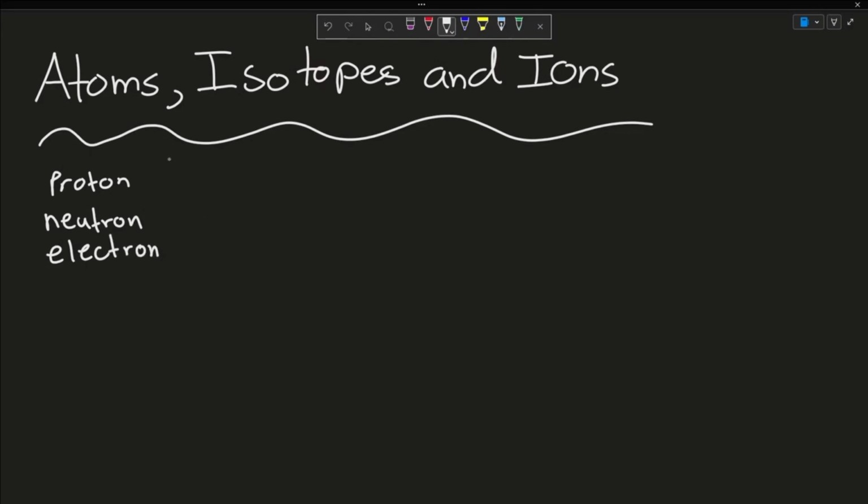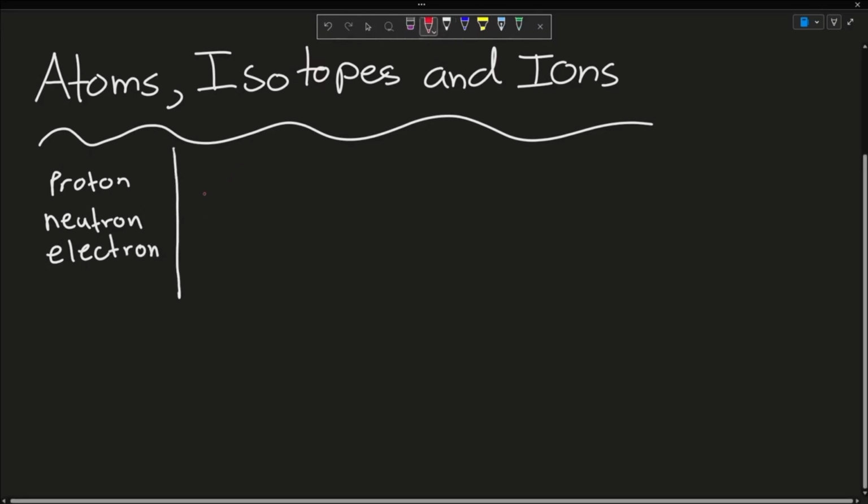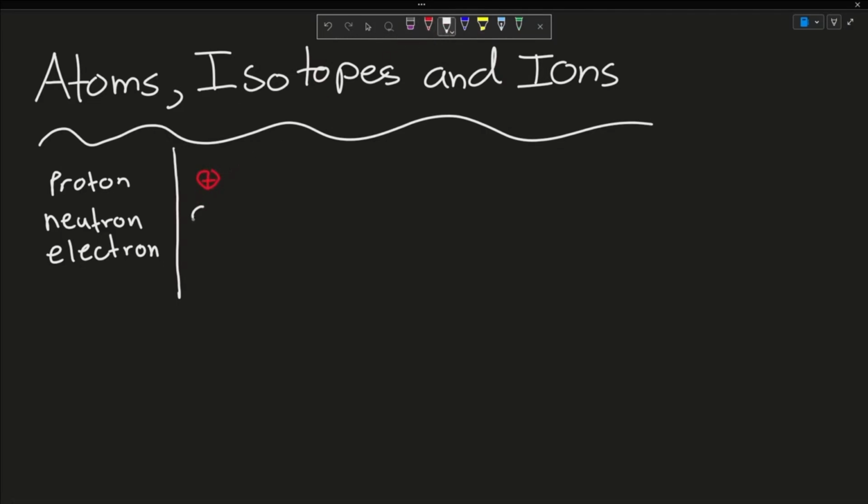Now, I'll be representing the proton as a little red ball with a plus sign, the neutron as a white ball with an N, and then the electron as a blue ball with a minus sign. Now, these sizes I've drawn don't actually represent their physical sizes. The proton and neutron are almost the same size, and they are a lot bigger than the electron.